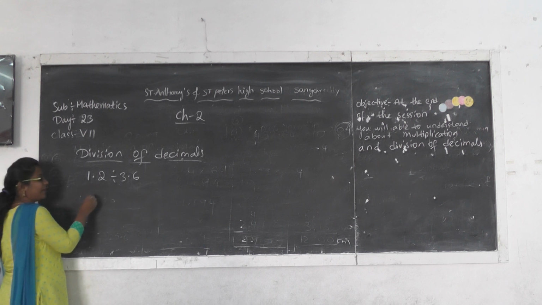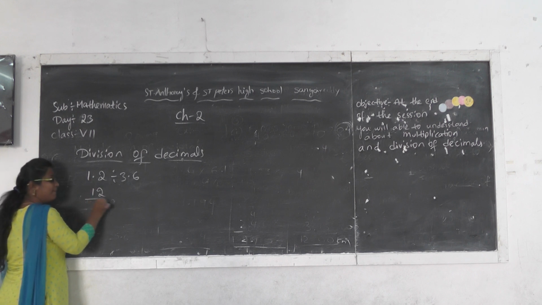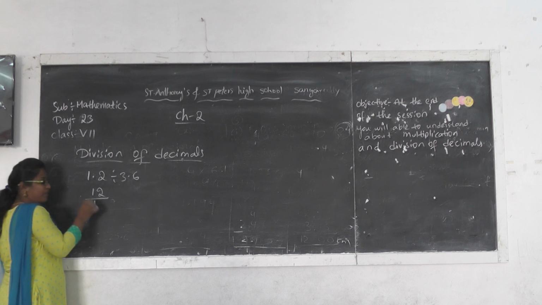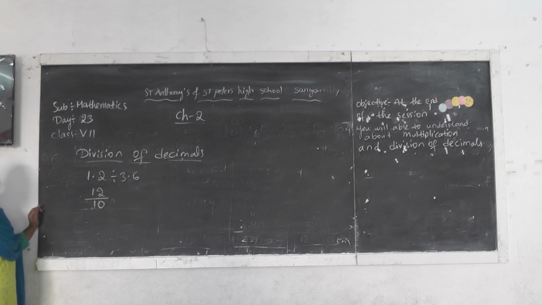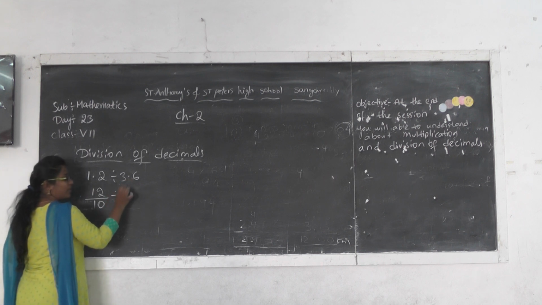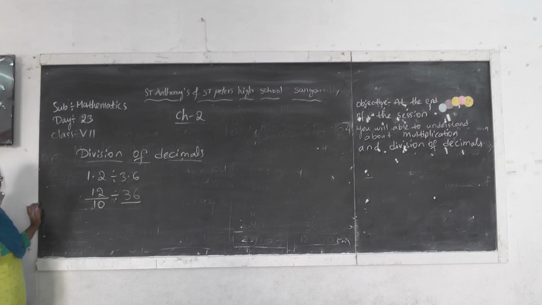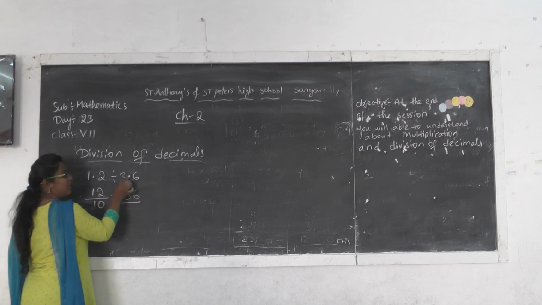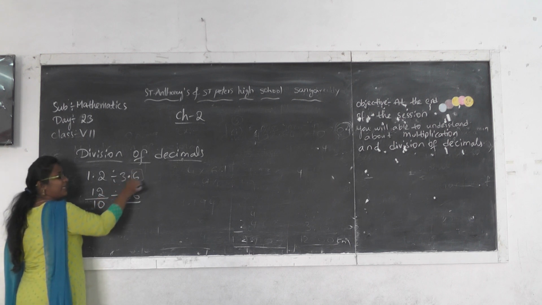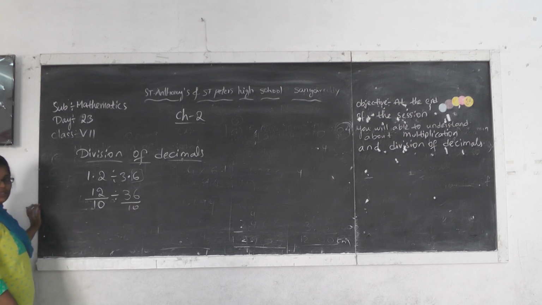1.2, how do we convert it into fraction form? First you write the total number by removing the point: 12 by 1 followed by zeros. After the point, how many numbers are there? Only one number, so we keep one 0. 12 by 10, divided by, by removing the point, write the total number 36. In the decimal part, how many numbers are there? Only one number, so here also 10.